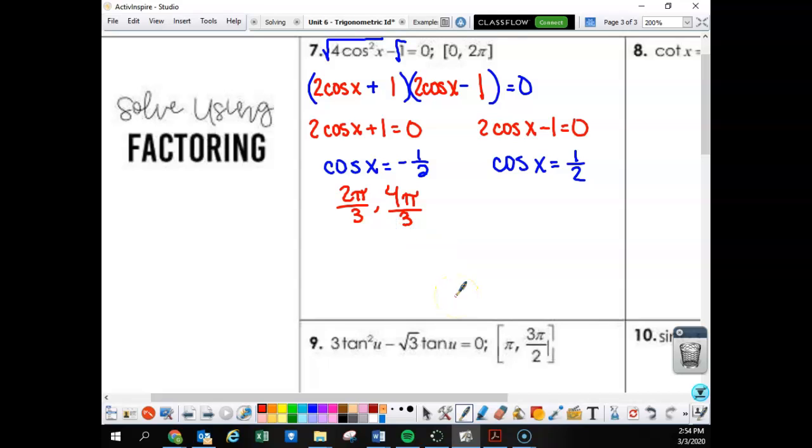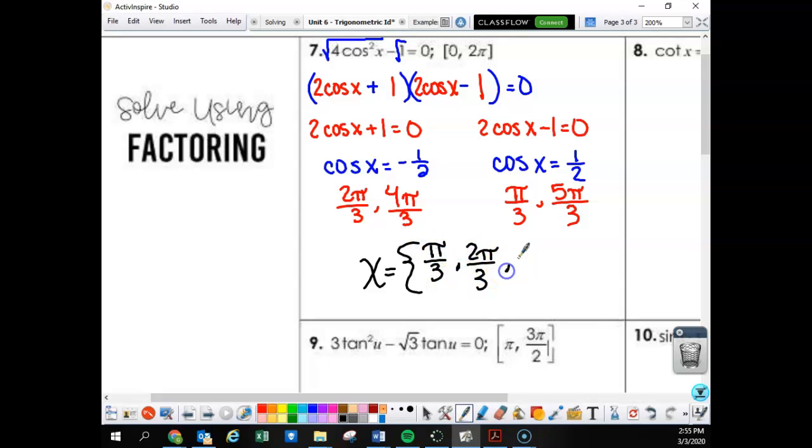And then for cosine x to be positive 1/2, it would be at pi over 3, and then directly under it would be 5 pi over 3. Sorry about that. So my solutions, since our domain is from 0 to 2 pi, it's going to include all 4. So x is equal to pi over 3, 2 pi over 3, 4 pi over 3, and 5 pi over 3.